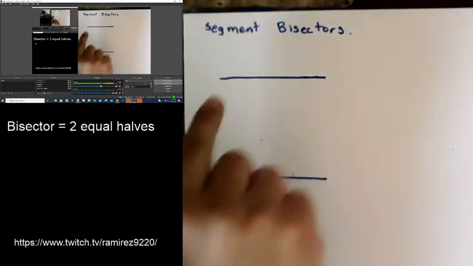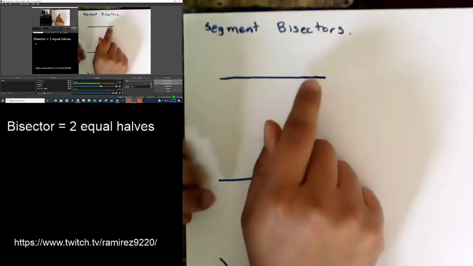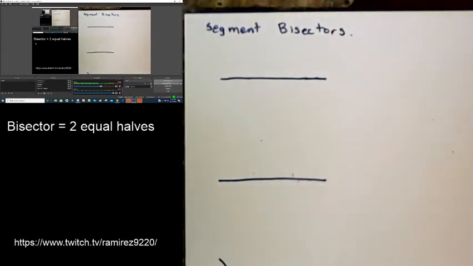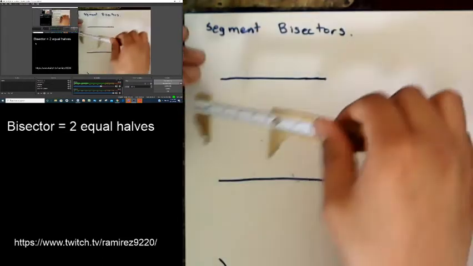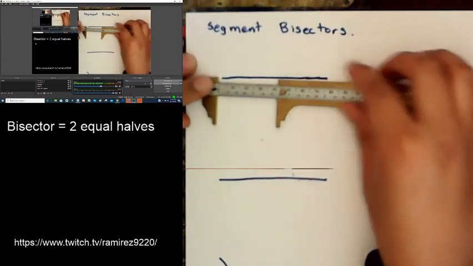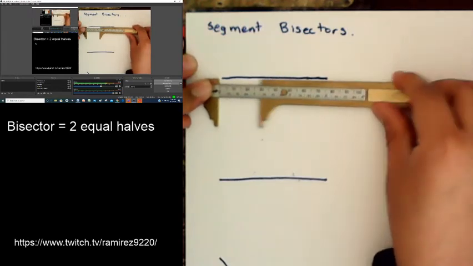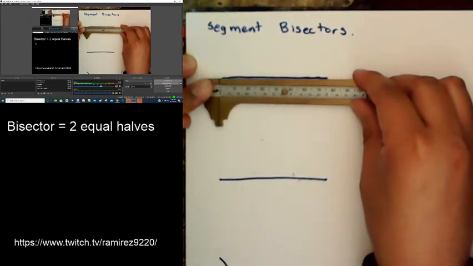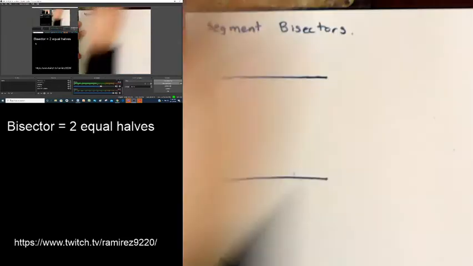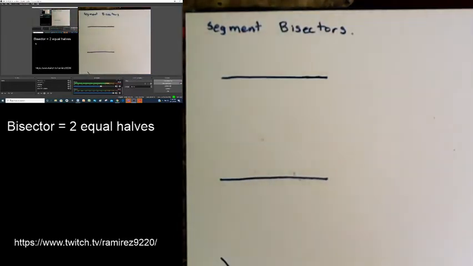Let's say that we had this segment right here. Now I have a ruler at my hand, and let's just go ahead and measure it. Just a quick approximation here. So this one right here measures about 75. Okay, so it's about 75. Wondering what units these are? They are millimeters, obviously.